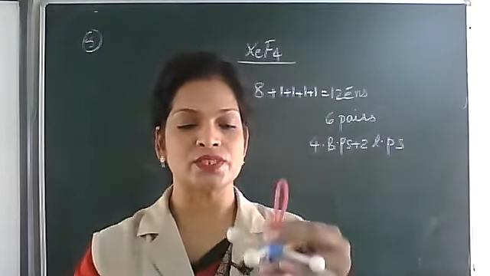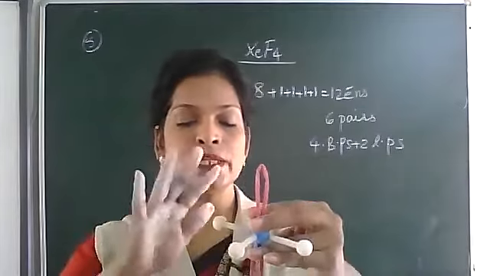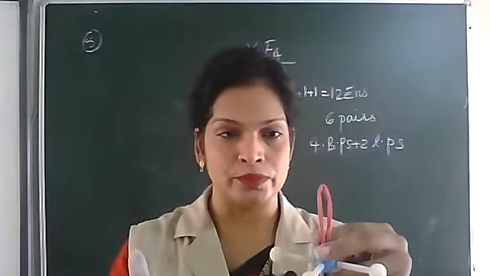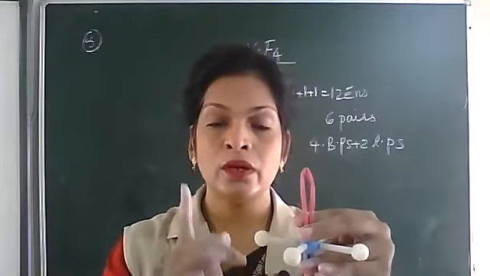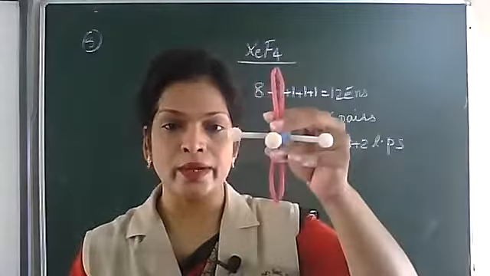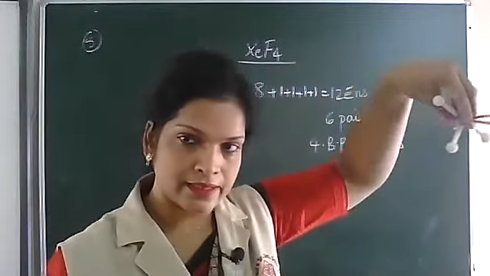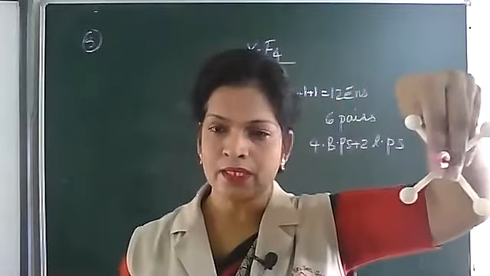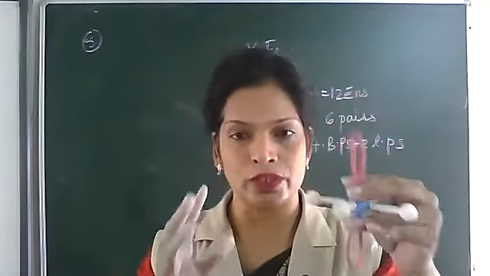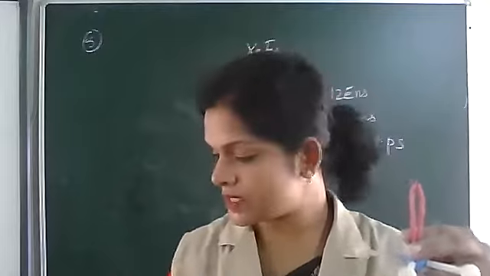Now look at the structure. Don't look at the lone pairs for the shape, because that is not a covalent bond. There are only lone pairs. Only covalent bonds are directional. So this is square planar like this. You see, this is square planar. So don't look at this lone pair for the shape. Only the corners you see.